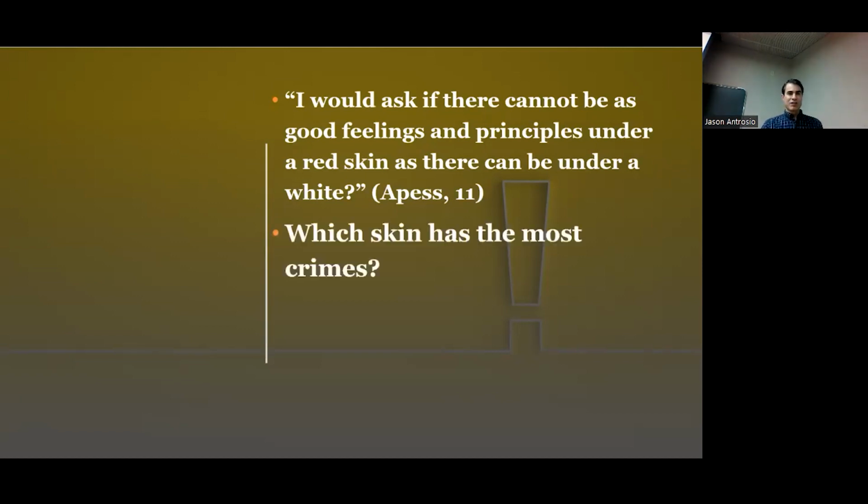So one thing is to say, hey, we all can have good principles. But then he asks the question, under which skin has committed the most crimes or the most sins? Or as he puts it, which skin do you think would have the greatest national crimes? I will ask one question more. Can you charge the Indians with robbing a nation almost of their whole continent and murdering their women and children and then depriving the remainder of their lawful rights that nature and God require them to have?